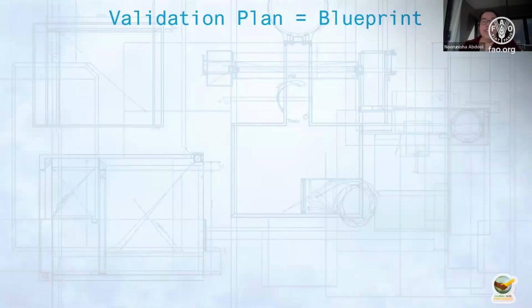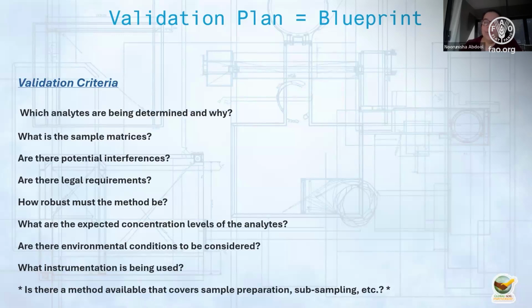So what is a validation plan? Well, basically, that's your blueprint. Going to ask a lot of questions. What analytes are you doing? Why are you doing them? What kind of matrices do you have? Are there any interferences with the analytes you're looking at versus the analytes that are also in the sample?